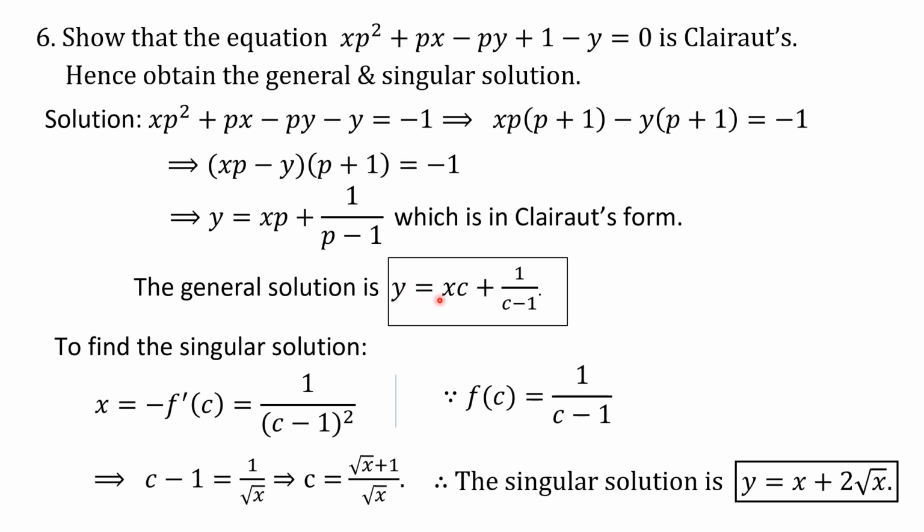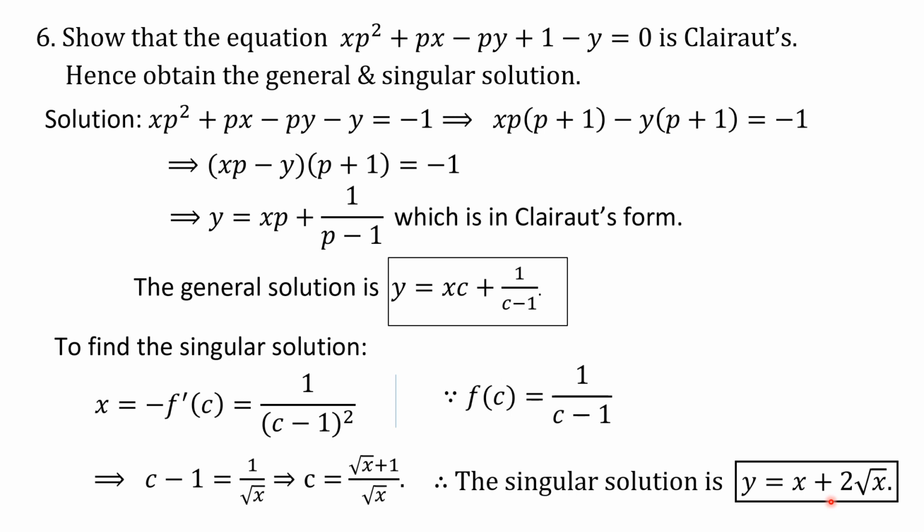So y is equal to x into c, that is root x plus 1 by root x, which gives root x gets cancelled, root x into root x plus 1, and 1 by c minus 1, that is c minus 1 is already known, that is 1 over root x. So we have 1 over root x, that gives root x. So what we have, root x into root x plus 1 plus root x. So root x into root x, that is x, root x into 1, that is root x, plus root x, 2 root x. So x plus 2 root x. So the singular solution for the given equation is x plus 2 root x.